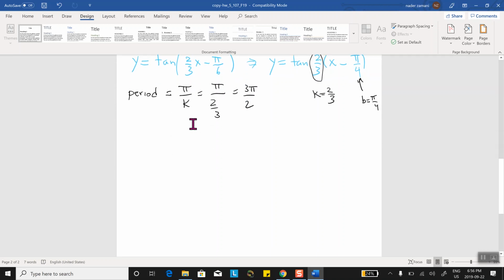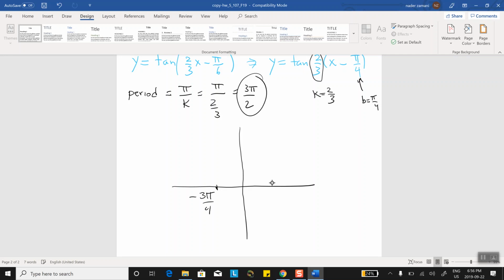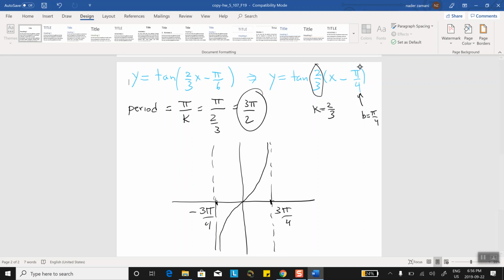And as I said, in compliance with how it's done in the book, for the tangent we're going to go between minus half of this. So it's going to go from minus 3 pi over 4 to 3 pi over 4. That's how they're drawing tangent in the book. So let's see now, this is the vertical asymptote at these two locations. Very good. And tangent goes like this, right? Tangent goes like that. Okay. So now we have to shift everything by an amount pi over 4.